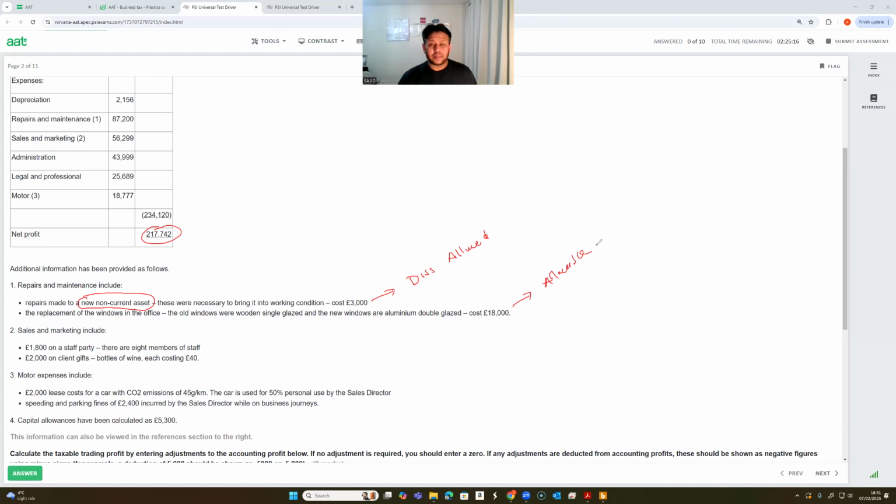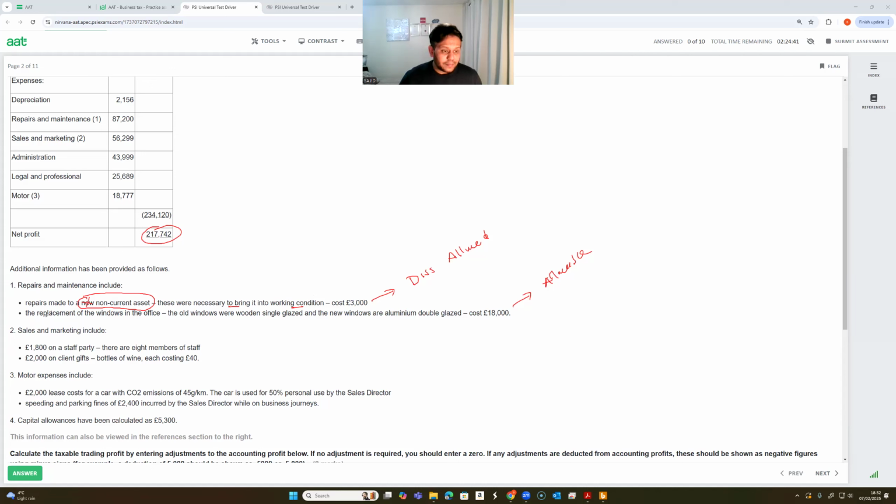Now let me explain a little bit, because in the exam, you're not going to get the same question. They will make it a little bit left and right to make you confused. So you have to be very clear. Here, if the first one, the repair, do not mention the new word, that was allowable expenditure because this was necessary to bring it into the working condition. But remember, as soon as we see the word new, we know it is a capital expenditure, and capital expenditure is not allowable expenditure for the tax purpose.